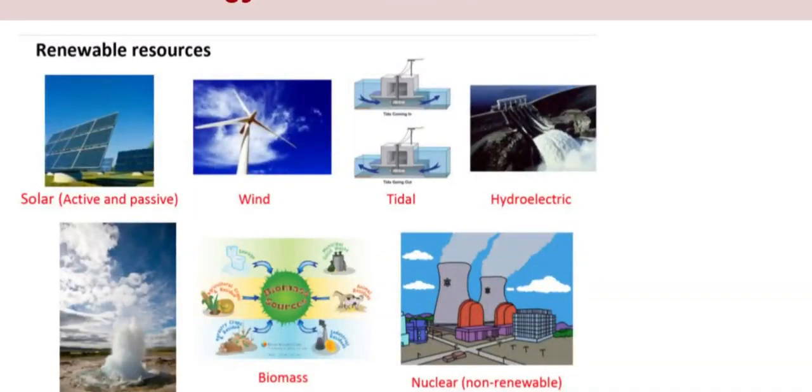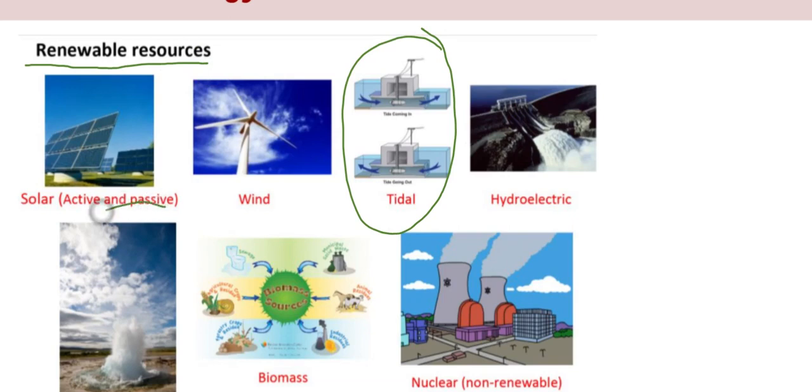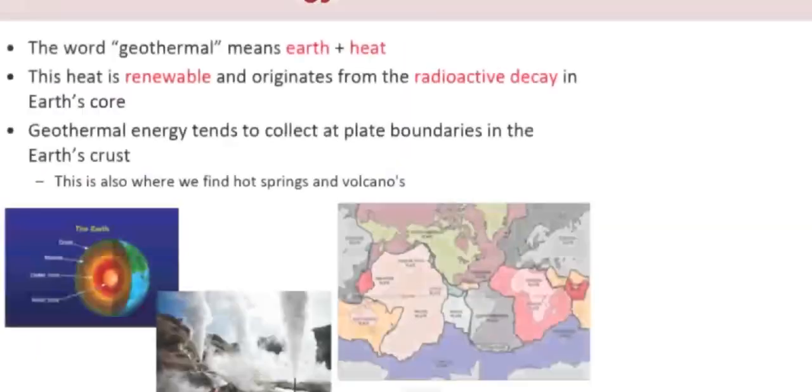Because we're looking for sustainable development options, how do we get there? Well, some of the ways we can get there is through renewable resources. These are some of the renewable resources. Today's lesson looks at tidal and geothermal and how they work. We've already done nuclear, and tomorrow's lesson will cover the other four.